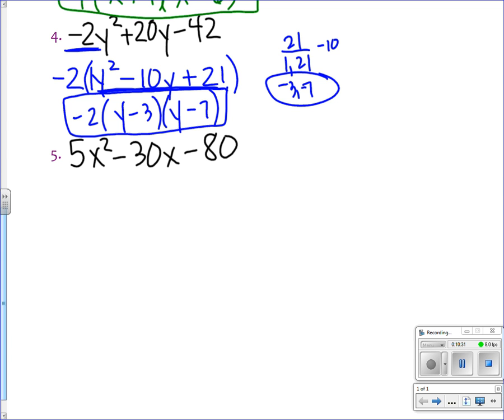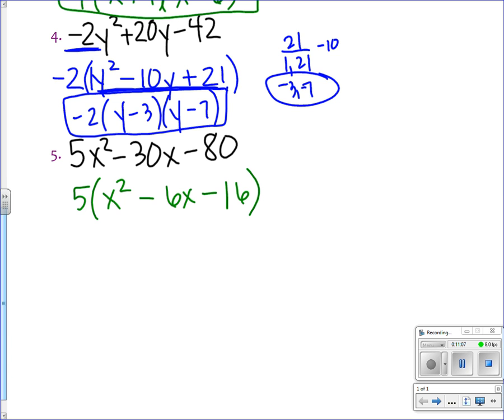Okay, let's do one last example in your notes. So write this, 5x squared minus 30x minus 80. What is the greatest common factor of all three of these terms? A 5. So if we factor out a 5, what is left over? X squared minus 6x minus, how many times does 5 go into 80? 47 times? No, 16 times.